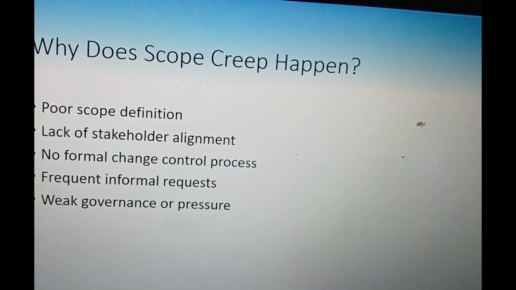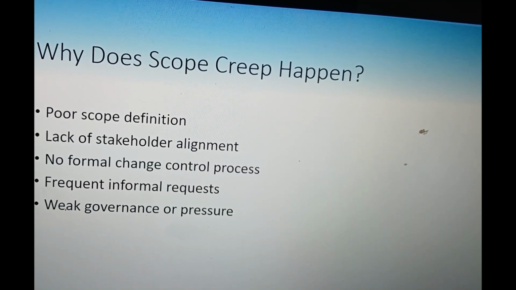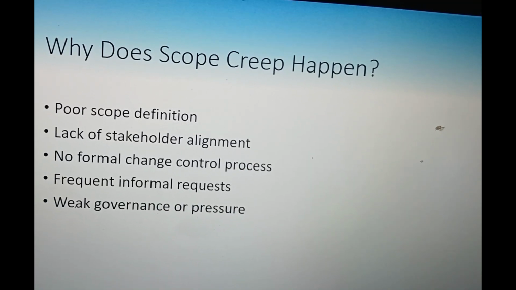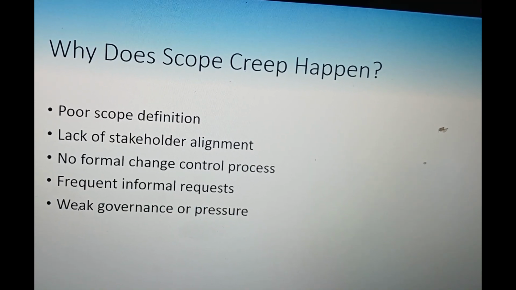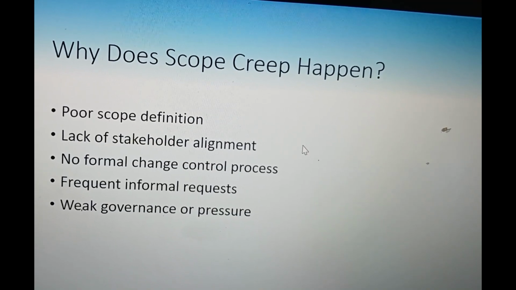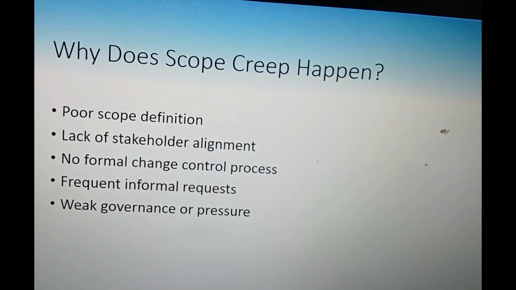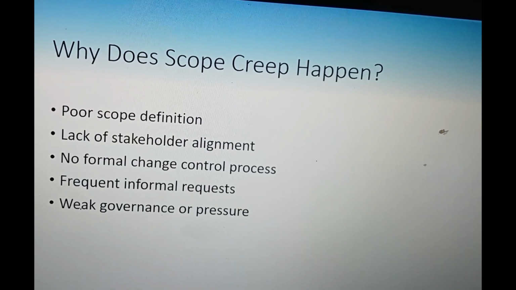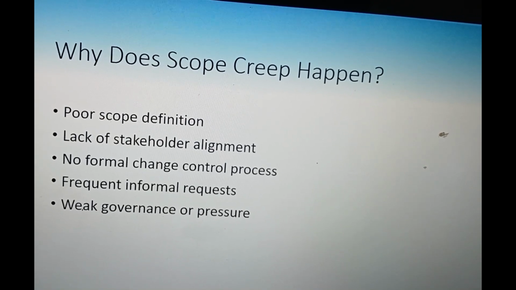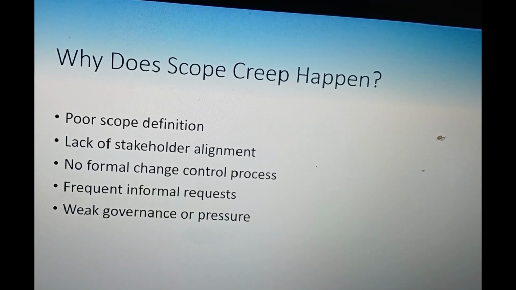So, why does scope creep happen? Well, there are a number of factors that are contributing to the occurrence of a scope creep. One is poor scope definition. When there is no clear definition of a scope, there are chances that you can undergo a scope creep because there is no guidance on what is to be done. Anyone, anytime can make a change.